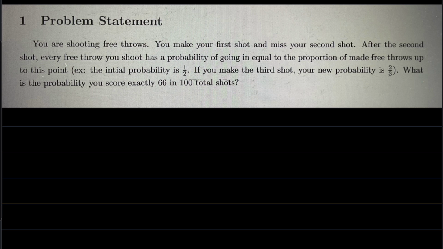Because you made your first one and missed your second one, you have an initial probability of scoring equal to 1/2. If you then make that third one, now you've made 2 shots out of your 3, so your probability of scoring is now 2/3. What is the probability that you score exactly 66 in 100 total shots?